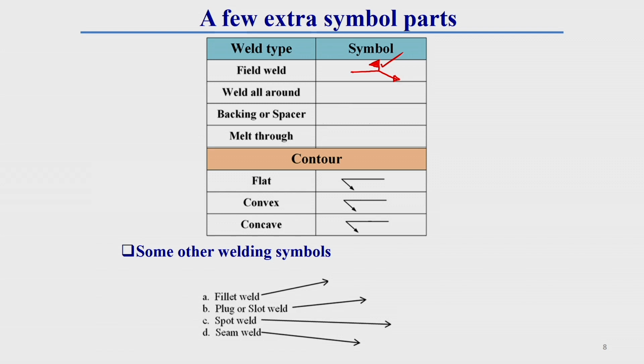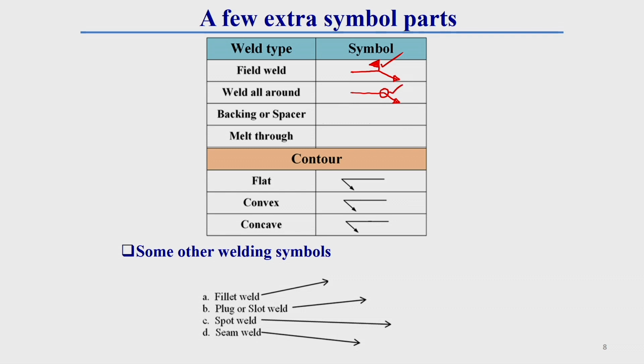Now, if we are interested in doing welding all around, like for pipe welding, that means the starting point and end point of the weld is the same. Then generally there will be a weld symbol, and in this field symbol region we have to provide a circular shape. This is called weld all around.